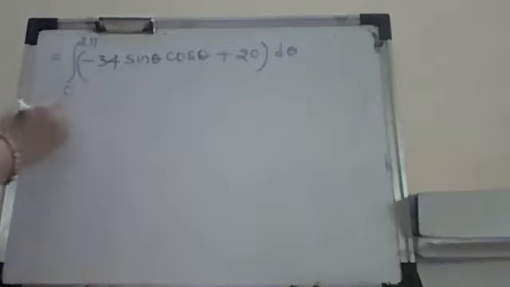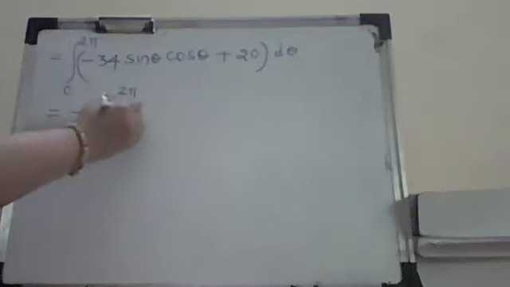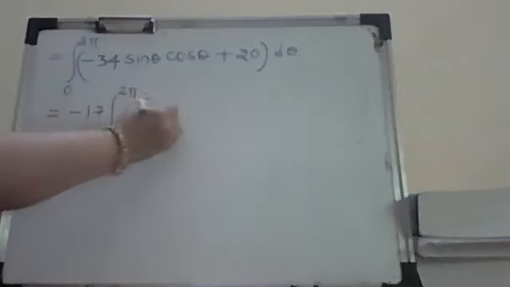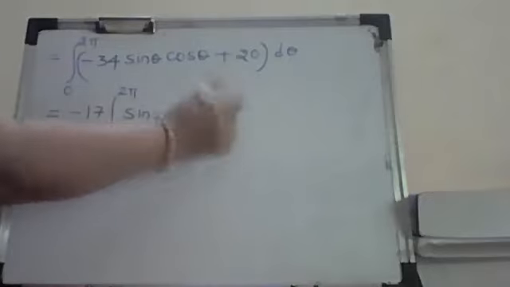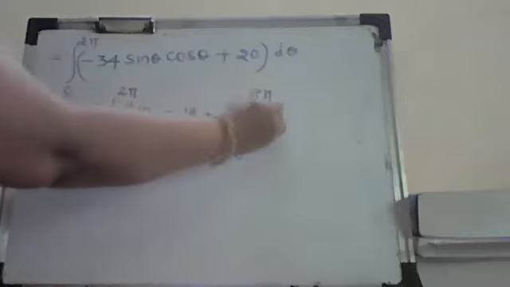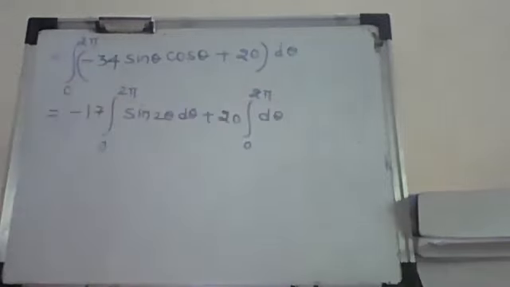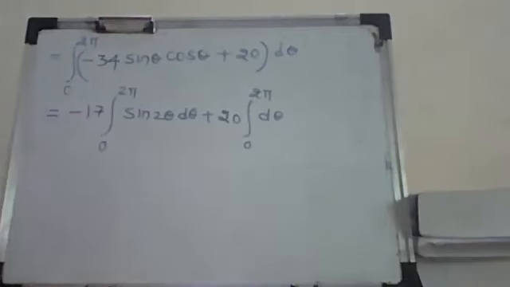So we write this as minus 17 times integration 0 to 2 pi of sine 2 theta d theta. Okay, and I just separate out these integrations. So we write this as 20 times integral 0 to 2 pi d theta. Now what is the integration of sine? Integral of sine, always remember that it is minus cos. Many times students make a mistake in writing this. If you miss that minus sign, everything changes.